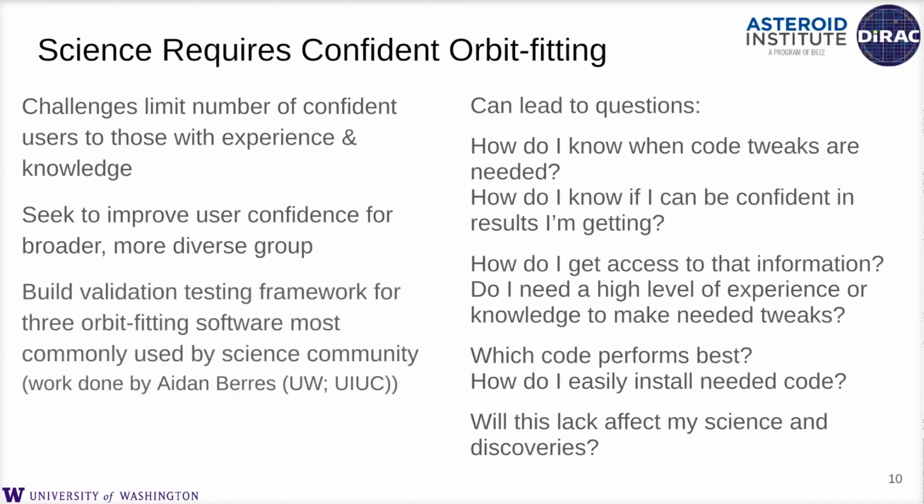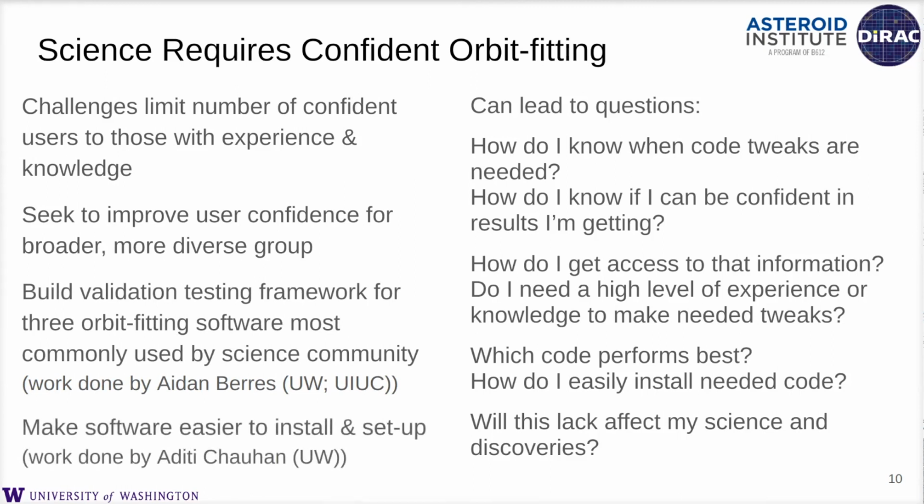So the first of these projects that we're going to talk about is our construction of a verification and validation testing framework for the 3 orbit fitting software packages that are most commonly used by the community today. This work was largely done by former UW student Aidan Berres, who's now a graduate student at UIUC. And the other piece is to try to simplify the installation and setup processes for these codes so that it's just easier to use them in the first place, where this work was largely done by former UW student Aditi Chauhan. So now I want to pass things off to Joachim, who's going to talk about this work in more detail.